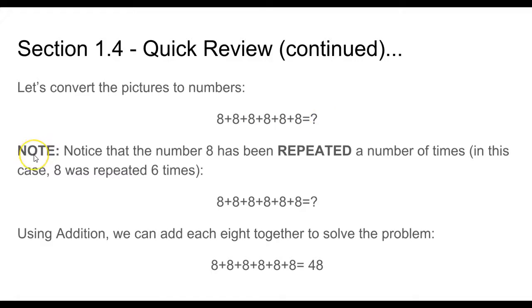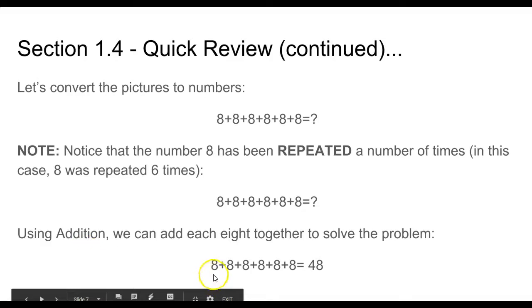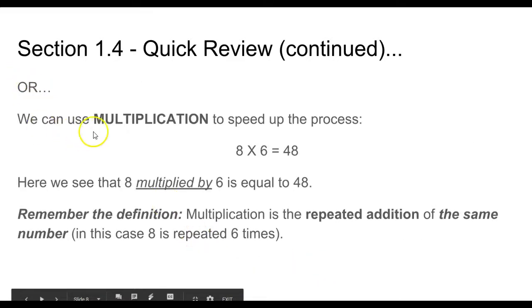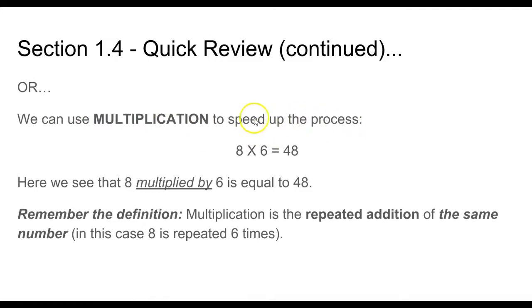Okay, so let's note something. Let's notice that the number 8 has been repeated a number of times. In this case, 8 was repeated 6 times. 1, 2, 3, 4, 5, 6. Using addition, we can add each 8 together to solve the problem, and then come up with 48. Or we can use multiplication to speed up the process. So here we have 8 iPhones in each box, repeated 6 times for the boxes, and that equals 48.